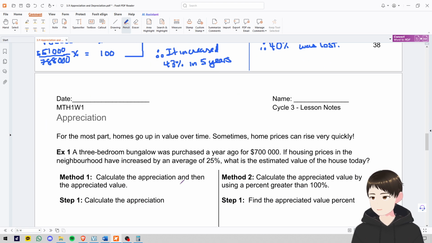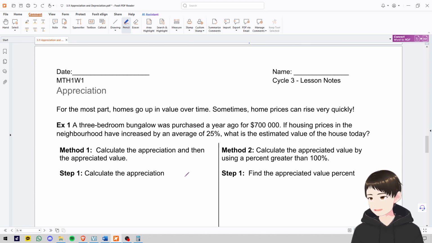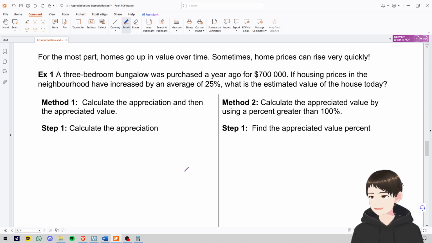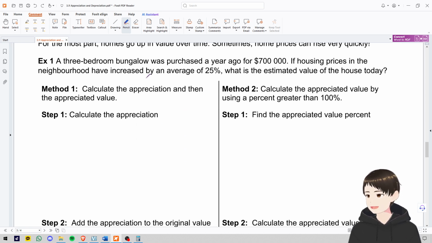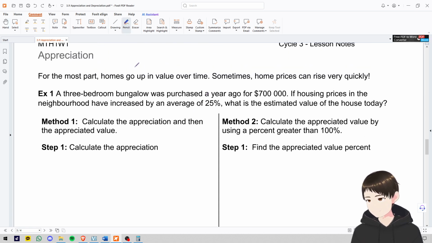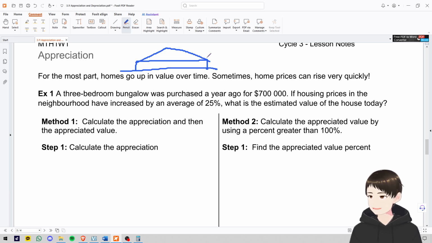Sometimes they might give you the percentage, and they want the before and after. So here's an example of the before and after. A bungalow was purchased a year ago for $700,000. If you don't know what a bungalow is, it is a one-story home, no second floor. You might have seen this. They're actually really cute homes, okay? Especially if they're taken care of.